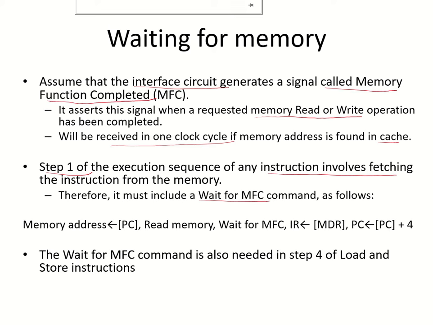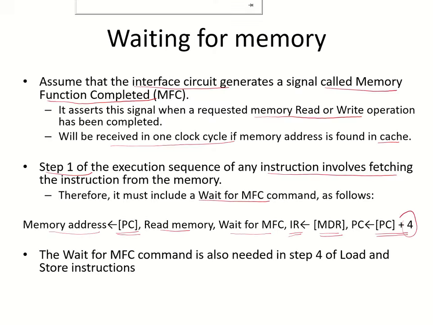the step which involves fetching the instruction will consist of passing the contents of the program counter to the memory address register, which could be the MAR, reading the memory from that particular location, whether it is available in the cache or in the main memory, and waiting for the memory function completed signal that indicates that the data is available now. Then from the memory data register, put the contents into the instruction register and increment the program counter by 4 if the length of the current instruction is 4 bytes.